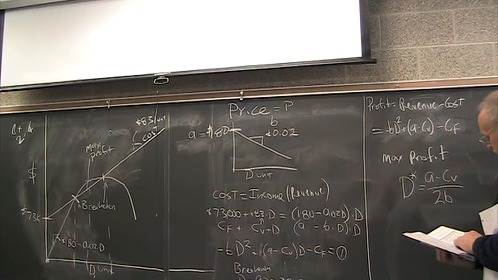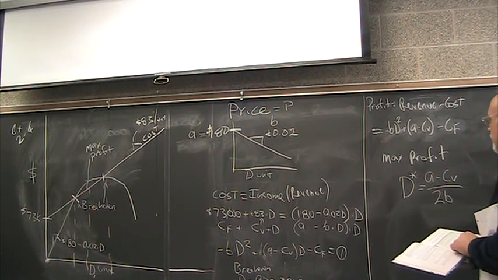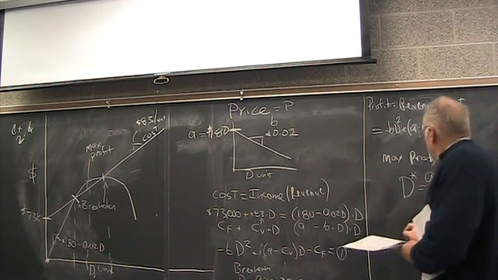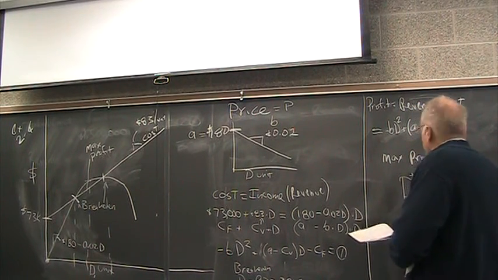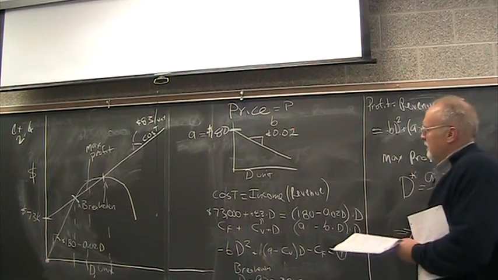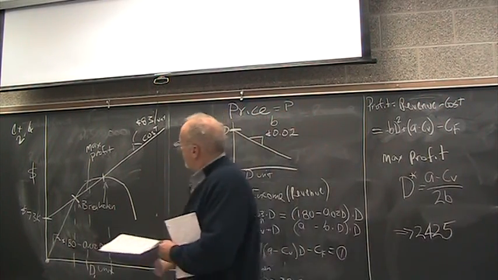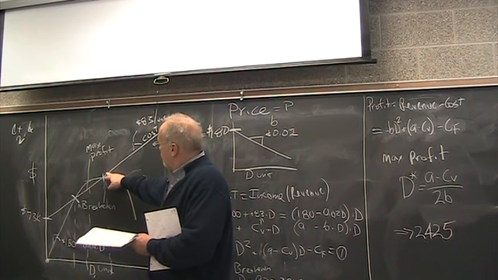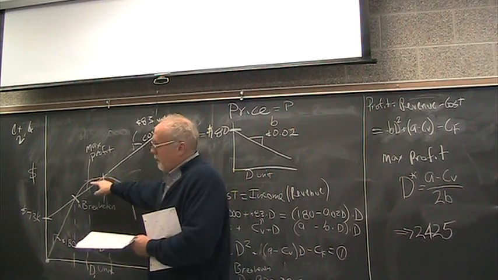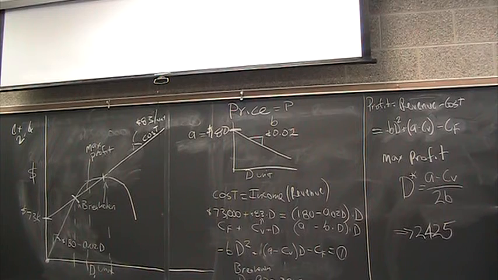So if I do that, then I think I get, if I followed this right, 2425. So that's where I'm making the most profit. I have higher revenue later on, but I also have higher costs. So I'm not making as much money. So my max profit is at 24.25. All right.